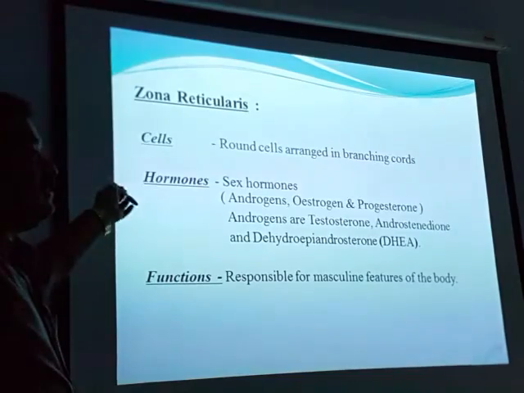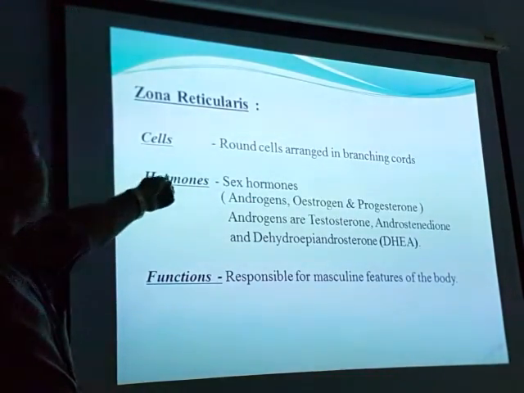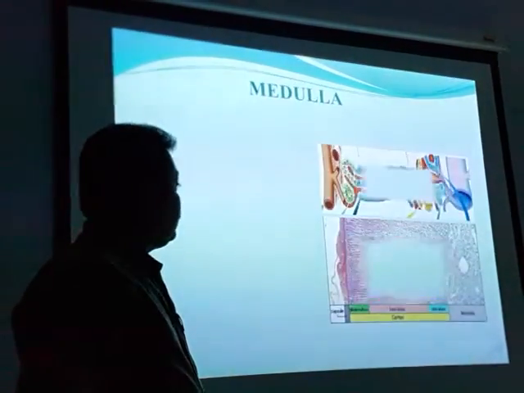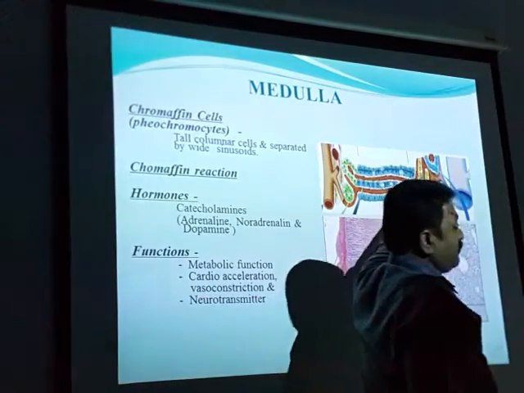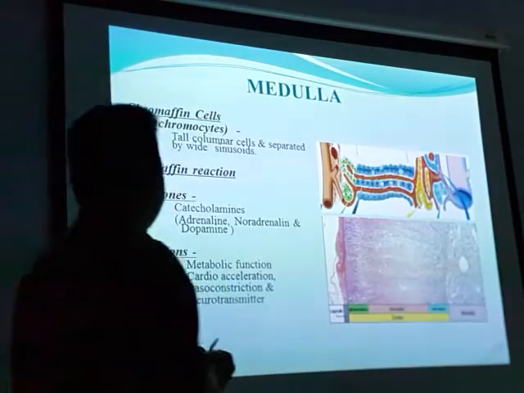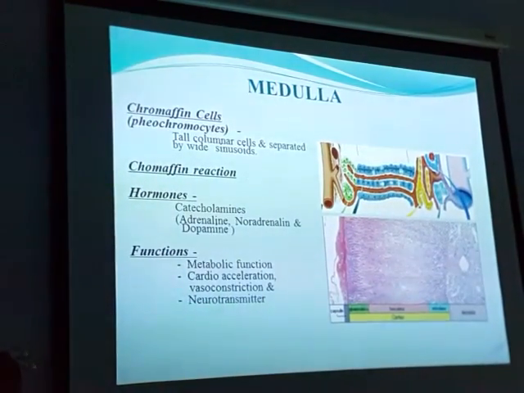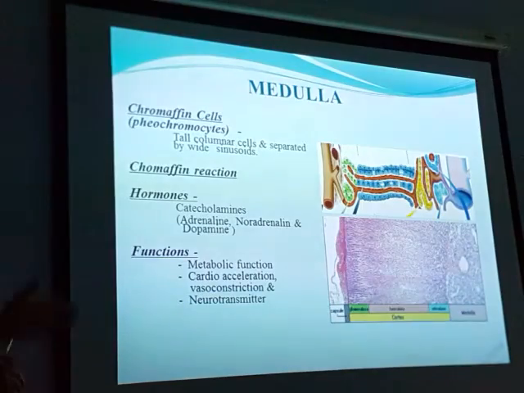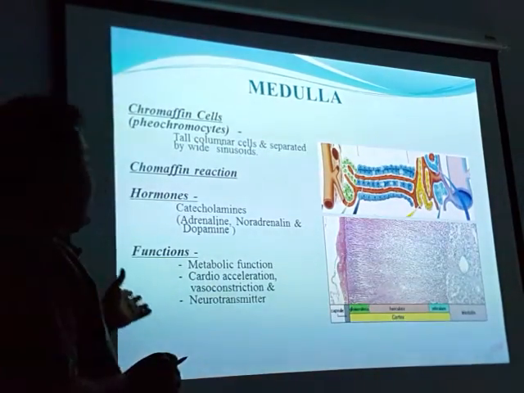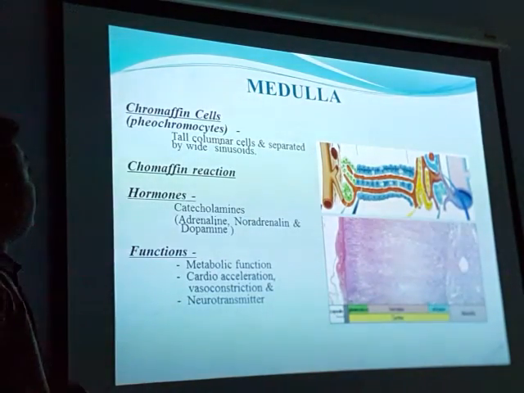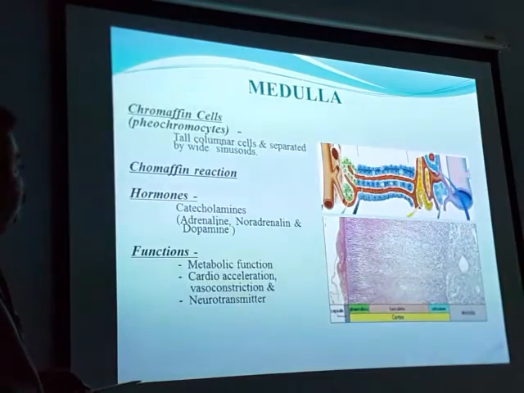In the reticularis layer, the cells are round cells arranged in branching cords. The hormones secreted are the catecholamines, that is adrenaline, noradrenaline and dopamine. The functions are metabolic function, cardioacceleration, vasoconstriction and neurotransmission. So these are the functions of the medulla.